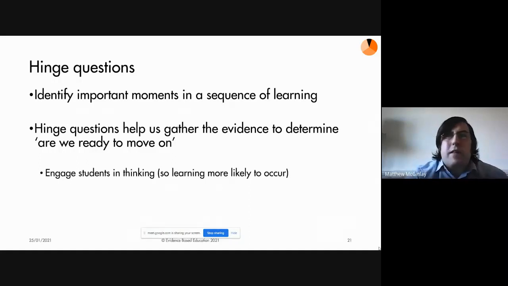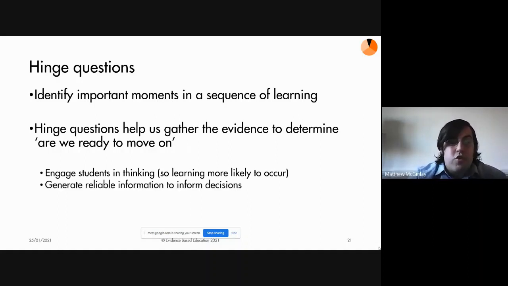So going back to what we said right at the beginning, when we're thinking about good questioning, good assessment, we wanted to do two things really. We wanted to get students to engage in thinking, because when students think hard, learning is more likely to occur. But also we're trying to generate reliable information that's going to inform our decisions and what we do next, our next steps for students.